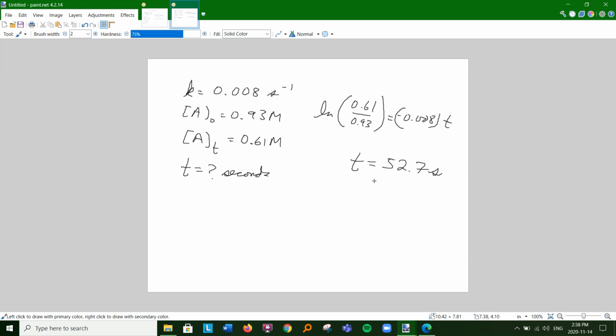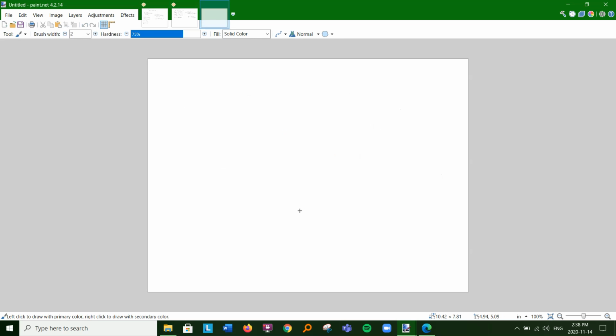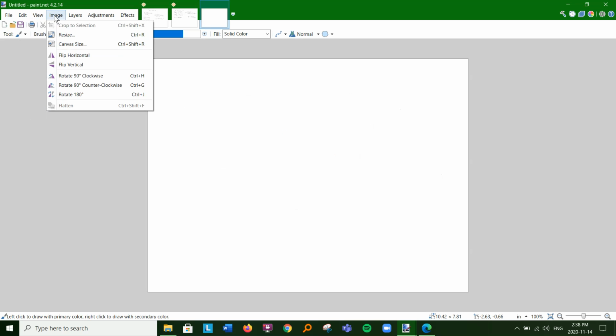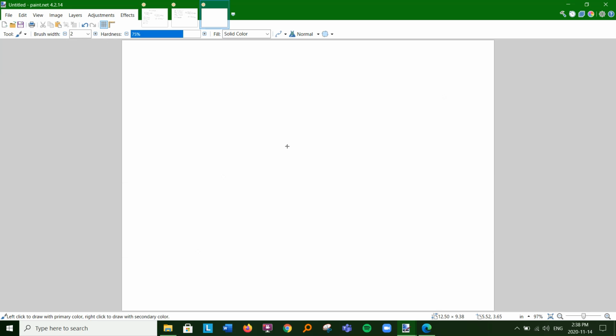Okay? Now while I have this here, I'm going to get a new page here. Okay, I guess that's big enough, so make it a little larger. Let's resize it a bit. I don't know, 120. That's better, gives us more room.